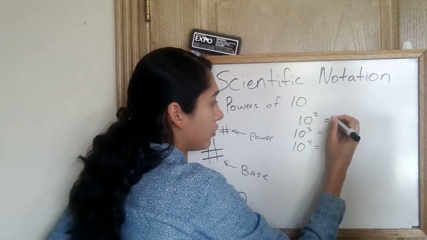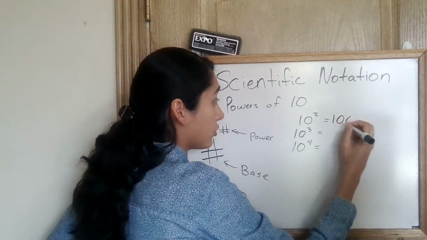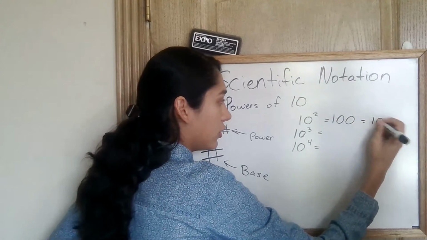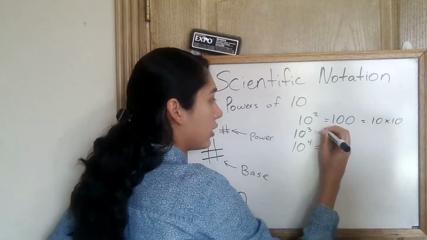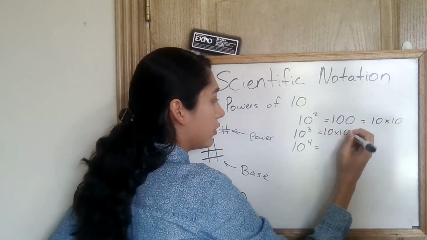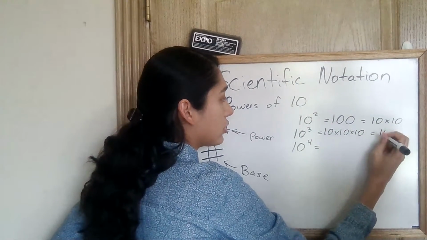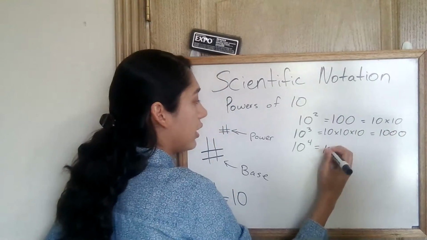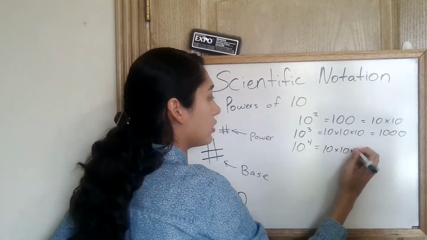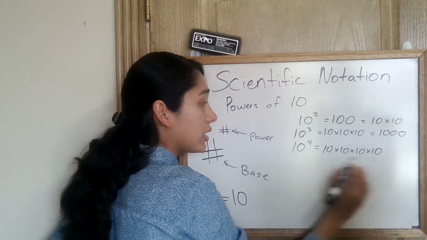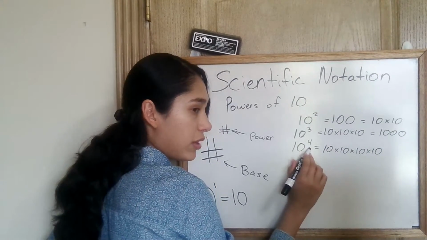So if we go ahead and do this, we're actually going to end up with 100, because it's the same thing as 10 times 10. Alright, here we have this 3 times. It's going to be 1,000. Here we're going to have 10 times 10 times 10. We're going to multiply 10 4 times because we have 10 to the power of 4.